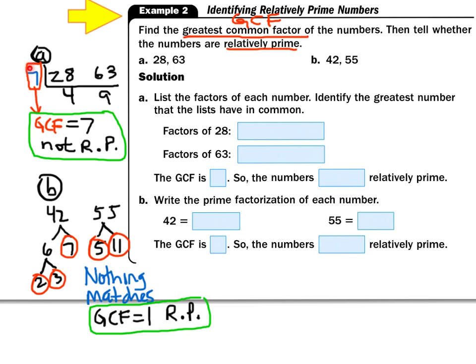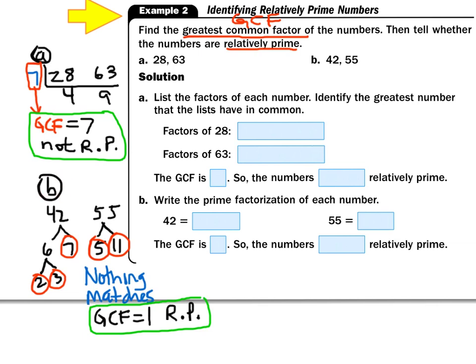Now I knew that 7 went into both of the numbers, so I put 7 on the outside and I divided. 28 divided by 7 left me with 4. 63 divided by 7 leaves me with 9. Now with 4 and 9, nothing goes into both of them except 1, so I knew I was done. So remember, the greatest common factor is staring at me. The greatest common factor is 7, and because it's 7, these are not relatively prime. Okay, so I boxed my answer.